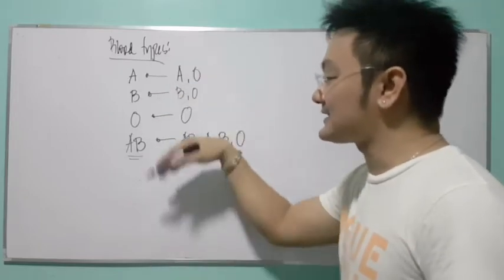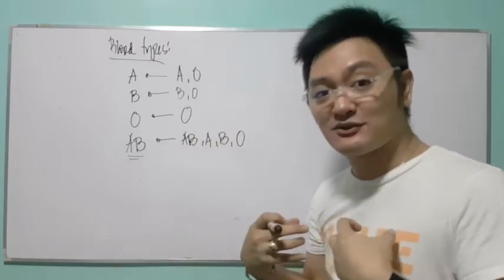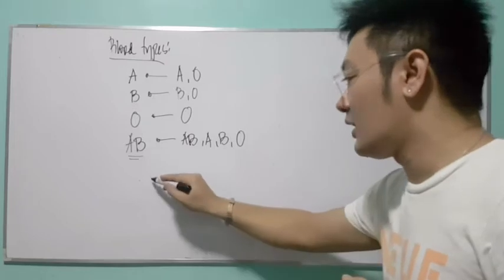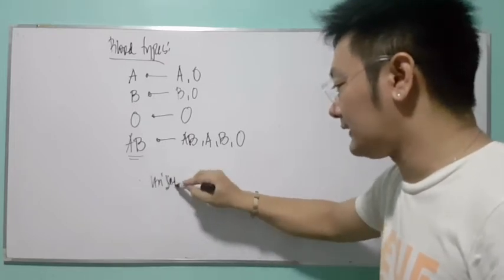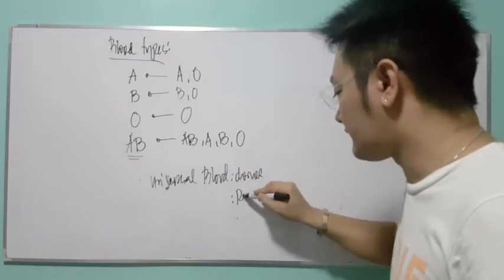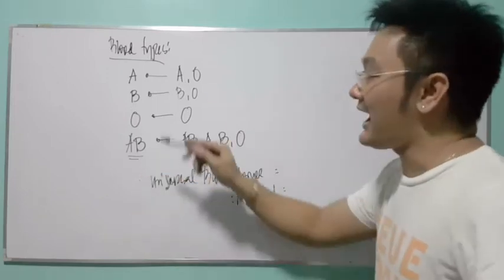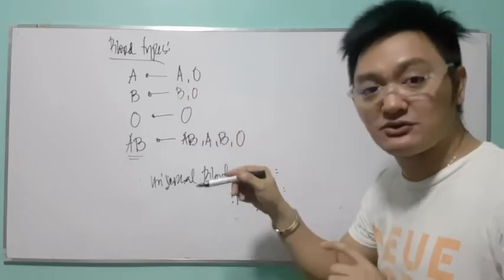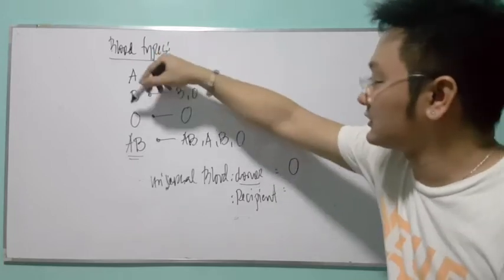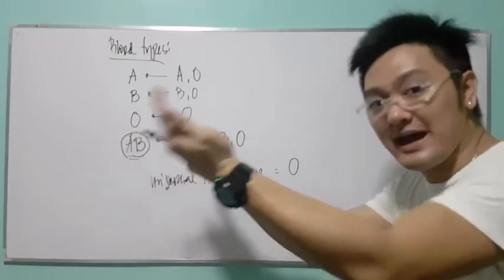Question, based on this distribution, anong dugo ang pwedeng tumanggap ng kahit anong klaseng dugo? Anong dugo ang pwedeng mag-donate kahit kaninong pasyente? So the question here, what will be the universal blood donor and the universal blood recipient? Remember, pag donor, nagbibigay. So, anong dugo ang pwedeng mag-donate sa kahit anong klaseng dugo? Answer, type O. Remember, type O can donate to any type of blood.